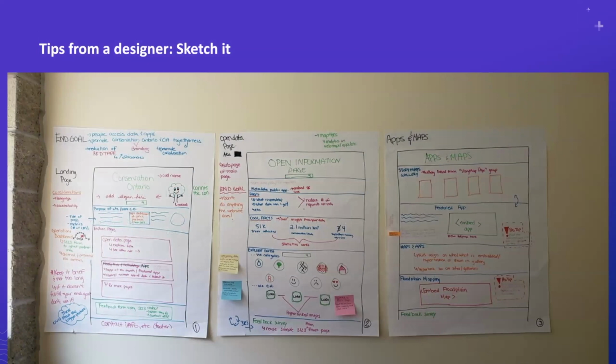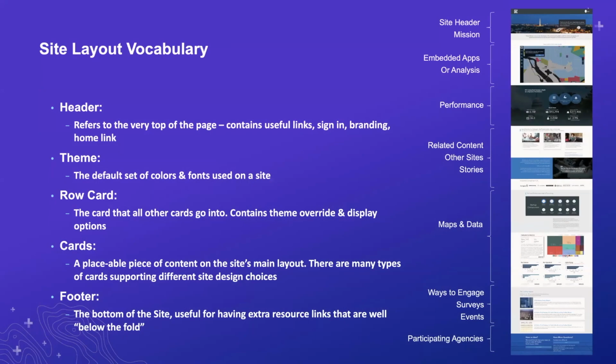You can sketch this. So, tips from a designer: come up with a plan, design what you think the one thing is, do this as a good stakeholder exercise, and you'll be in good shape. So now you have your sketch and you have your primary objective. Now you can get into the mechanics of building the site itself.